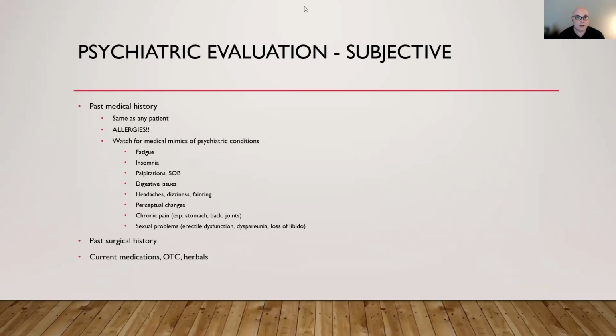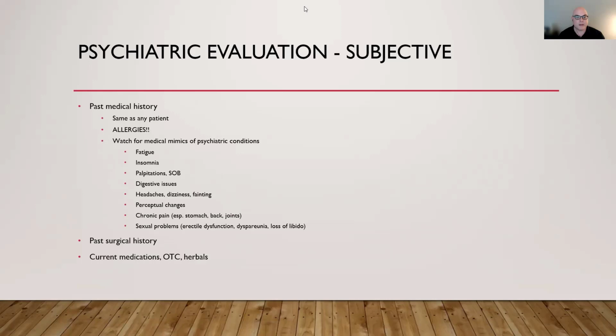And of course, any sort of sexual problems. So erectile dysfunction, dyspareunia, loss of libido, any of these can have either a medical and or a psychiatric cause. So that's why you can see you have to do a detailed both psychiatric and past medical history. Past surgical history is always important.